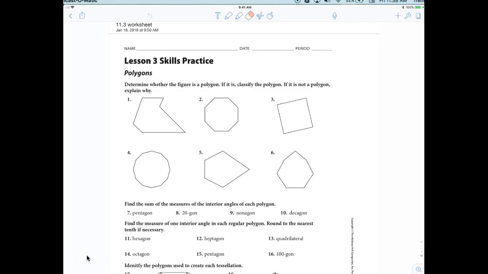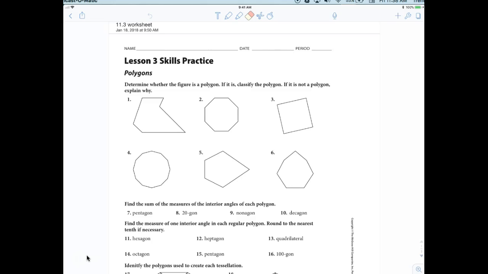11.3, dealing with polygons. Now, I want everybody to say poly just means many. Poly means many. So this just means many sides. So bear with me on this. Again, polygons. Determine whether the figure is a polygon. If it is, classify the polygon. If it is not a polygon, explain why.